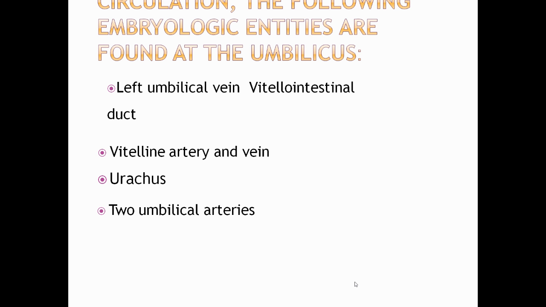Circulation. The following embryological entities are found at the umbilicus: left umbilical vein, vitellointestinal duct, vitelline artery and vein, urachus, and two umbilical arteries. So these are the circulatory structures found in embryology and sometimes remaining at the adult stage.